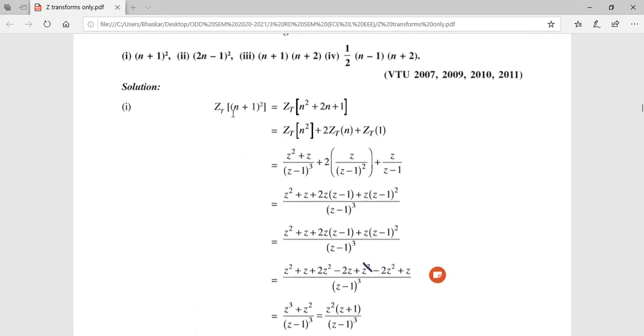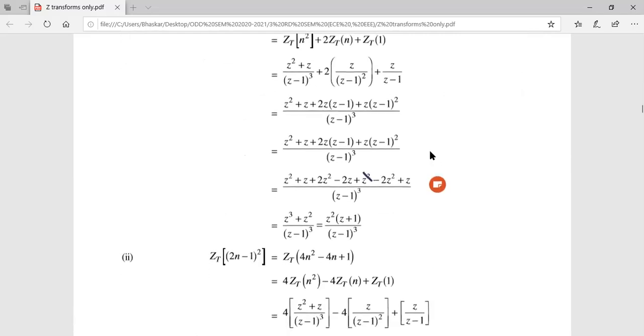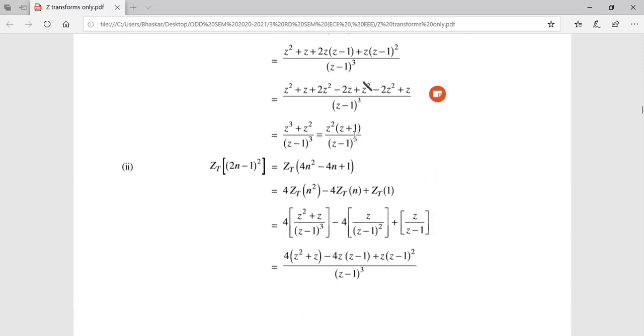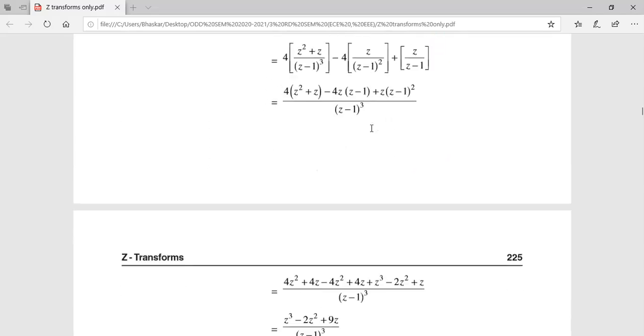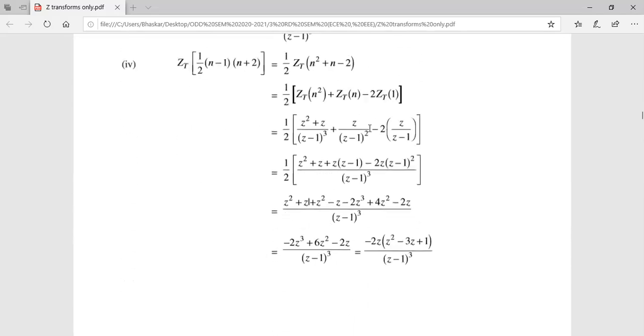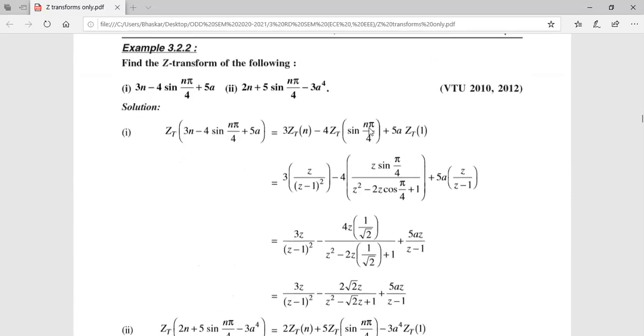Very easy concepts. The Z transform of n plus 1 whole square: apply the a plus b whole square formula, n square plus 2n plus 1. Apply the Z transform separately: the Z transform of n square, of n, and of 1, which is z by z minus 1. Now take the LCM, z minus 1 whole cube. Simplifying, z minus 1 whole cube gives z square plus z, and z minus 1 whole square gives z minus 1. On simplifying, we get the answer: z square into z plus 1 divided by z minus 1 whole cube. These are very easy problems. Easily we can solve them with the help of our concept.